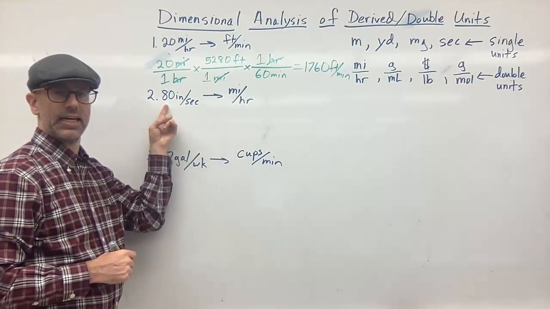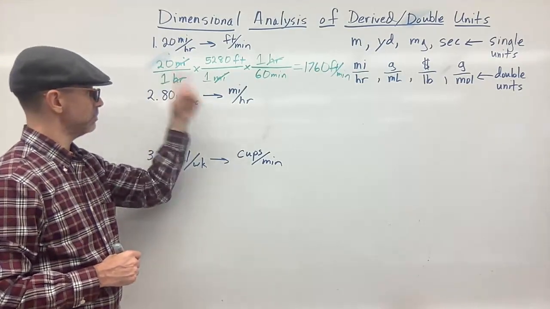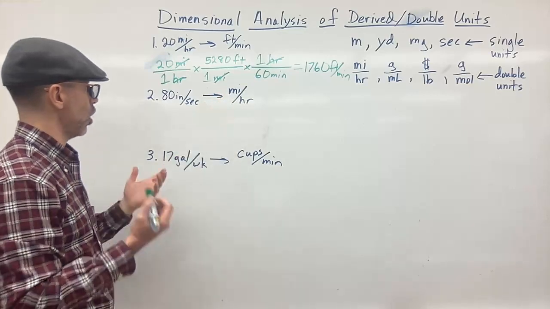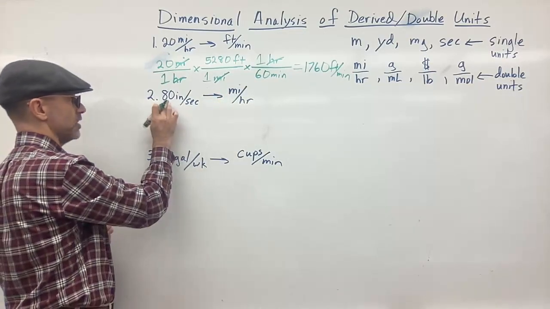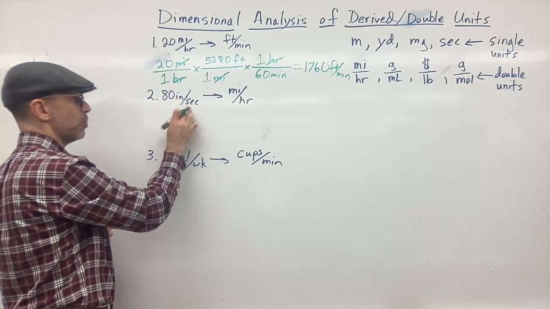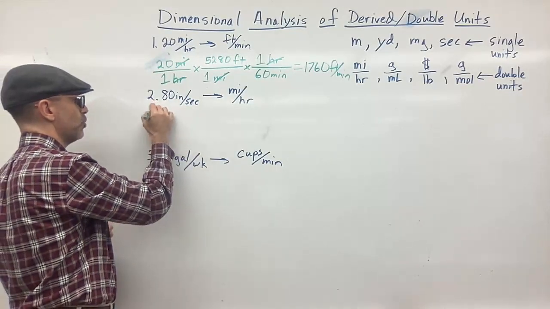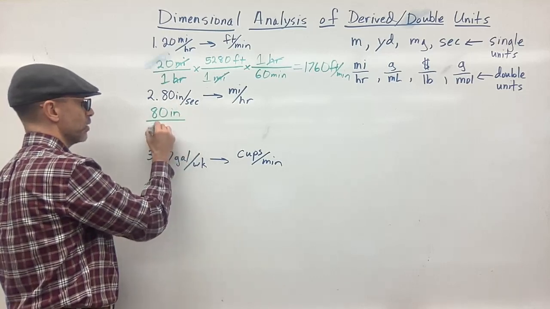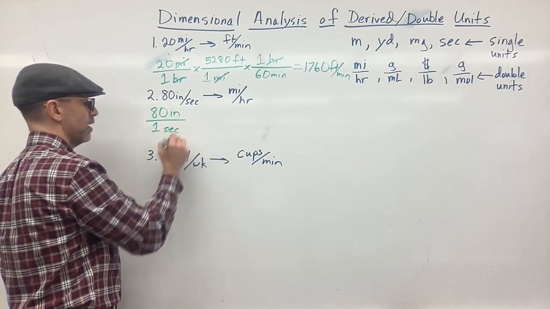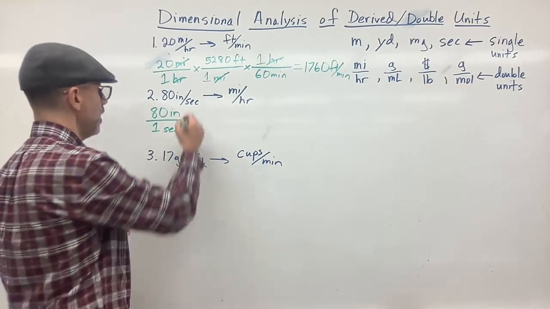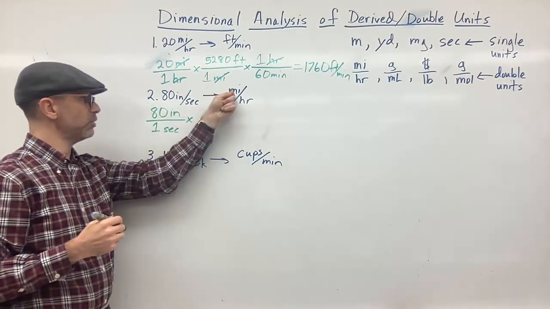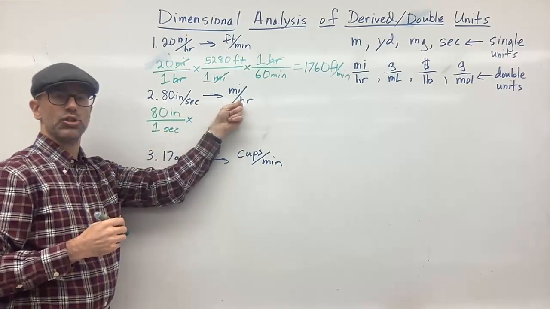All right, so what about this one? Here I have 80 inches per second. I want to change that to miles per hour. Once again, this is 80 inches per 1 second, so I'm putting 80 inches on top, 1 second on the bottom. Now I'm going to convert inches to miles and seconds to hours.